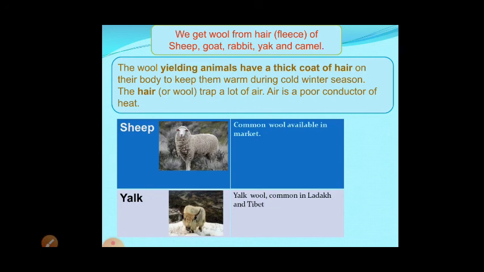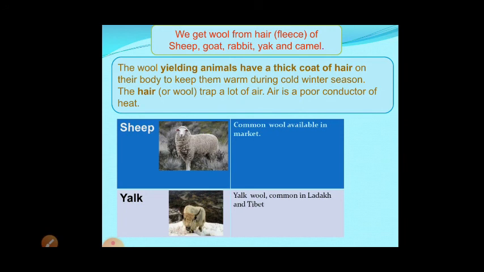This hair traps a lot of air, and we know air is a bad conductor of heat. That means it will not release the body heat to the outside, and it will not allow the outside cold to reach the body. So that is why the body covering of hair keeps them warm. Using that same method, we use their body hair as wool, and we use this woolen product in the winter or cold season.